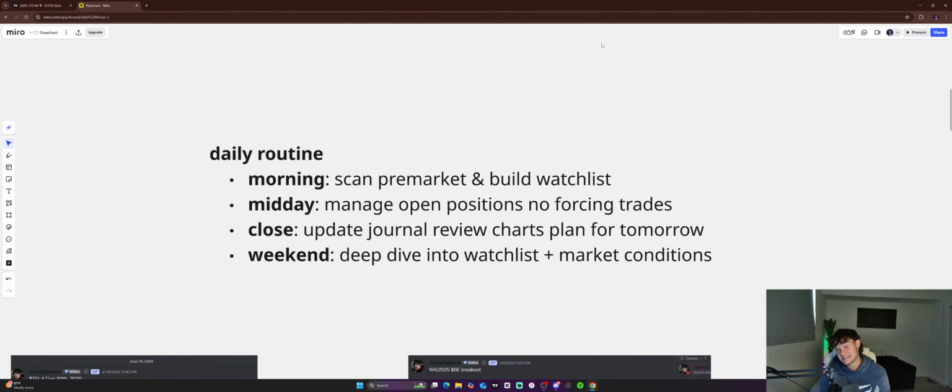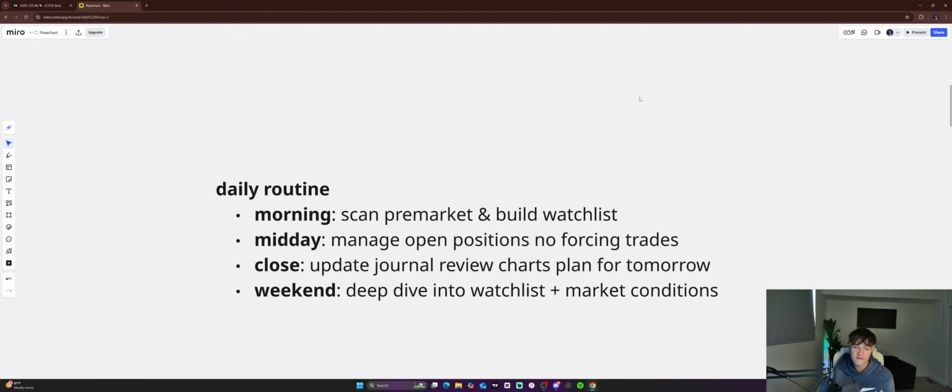Now, the next thing is a daily routine. This is very, very, very important in your trading. If you have no daily routine, if you have no system in the morning when you first wake up, you're never going to become profitable. You have to be systematic in everything in life in order for something to actually run smooth. It's just how it works.